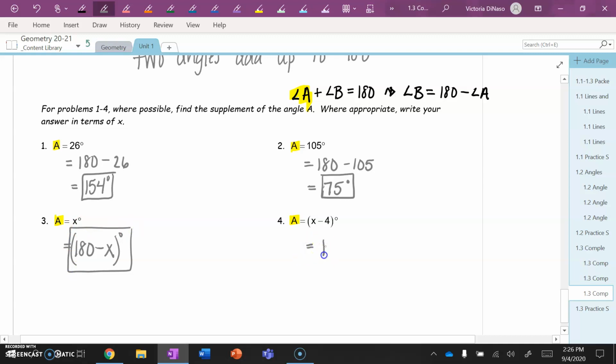And then finally, number 4, we have 180 minus x minus 4. The first thing we have to do is distribute. So we have 180 minus x plus 4. Combine like terms, so we have 184 minus x. Parentheses around the entire thing along with a degree sign. Box it up, and that is your answer.